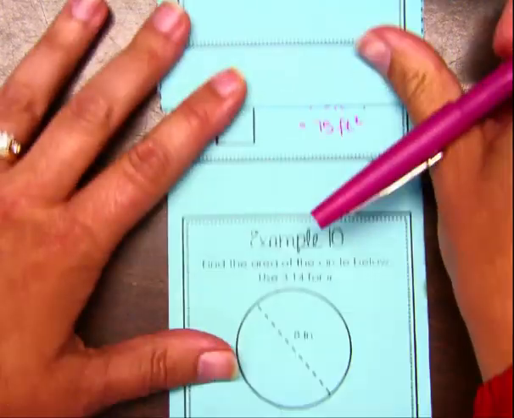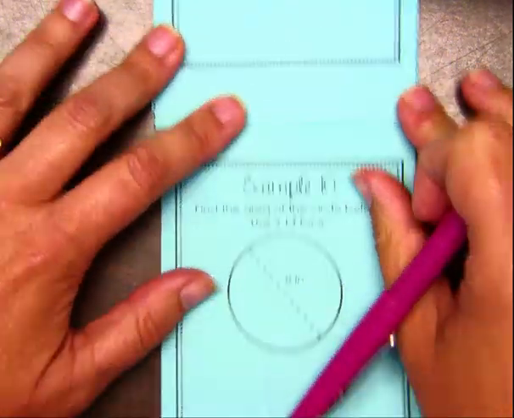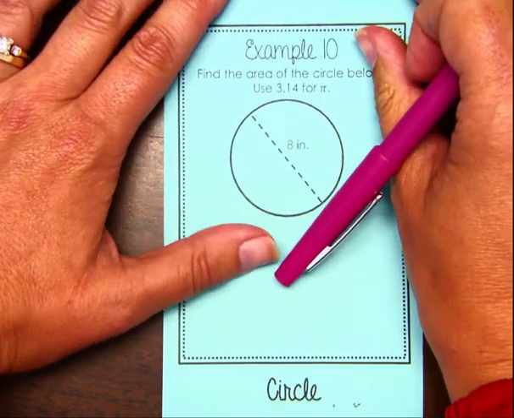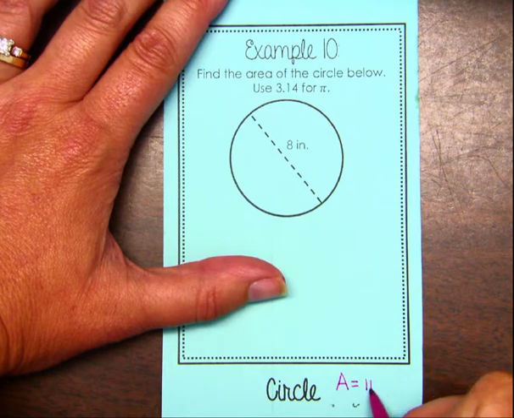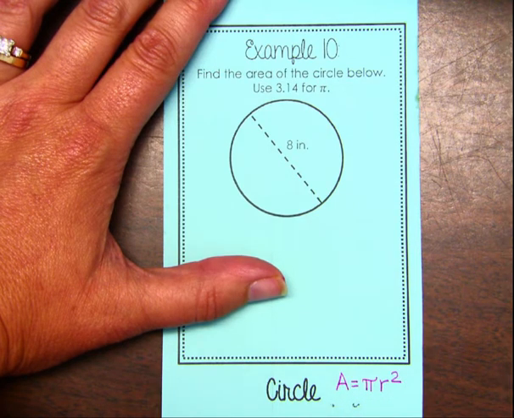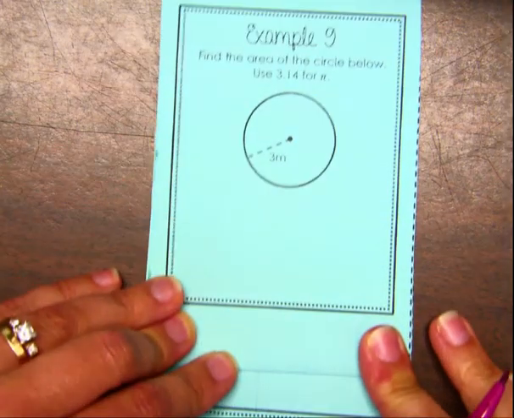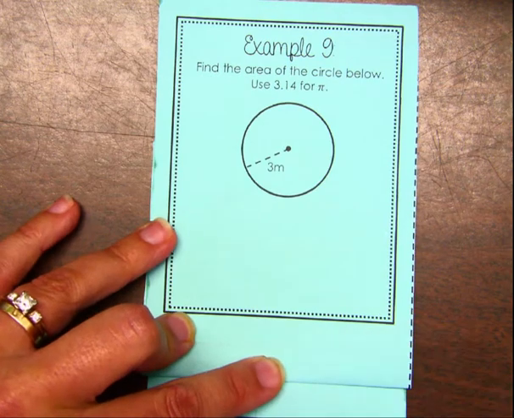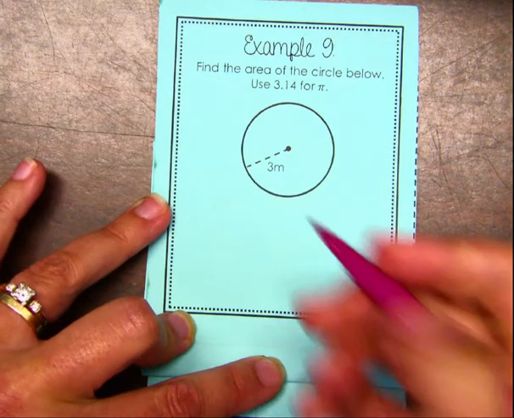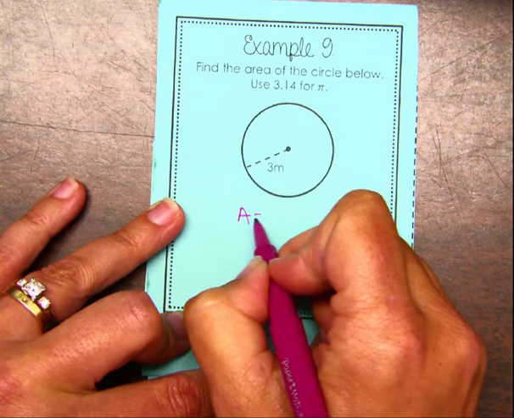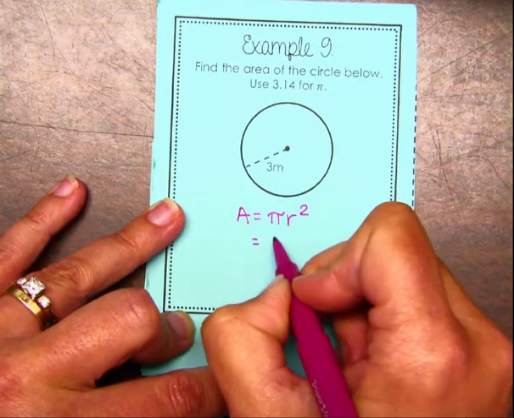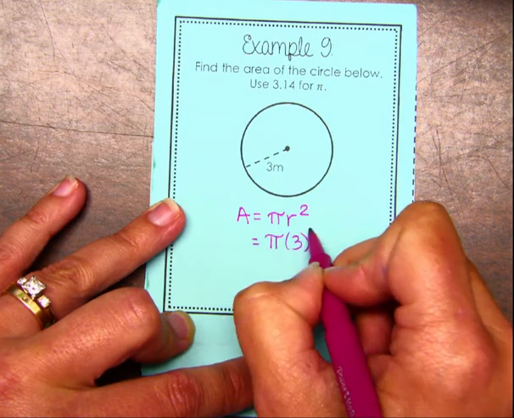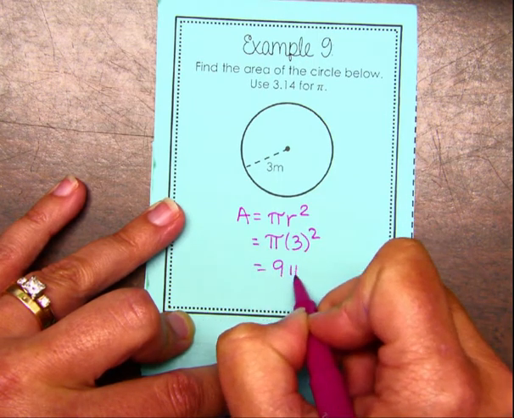All right, our last shape that we're going to take a look at is a circle. And so down at the bottom where it says circle, the formula for area of a circle is pi times the radius squared, or pi r squared. So if we take a look at this example, number 9, it says find the area of a circle below, use 3.14 for pi. So our area formula is pi times the radius squared, and our radius is 3. And so we end up getting 9 times pi.